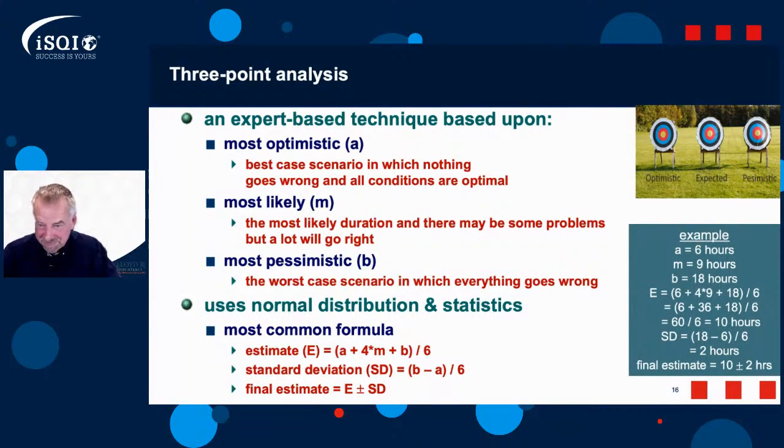So an example: you think your most optimistic is 6 hours, your realistic is 9 hours, your pessimistic is 18 hours. So your estimate for your effort is 6 plus 4 times 9 plus 18, divided by 6, which is 10 hours. So the average there is 10 hours, and then your standard deviation is 18 minus 6, divided by 6, which is 2. So your final estimate for your managers is 10 hours plus or minus 2 hours, give or take.